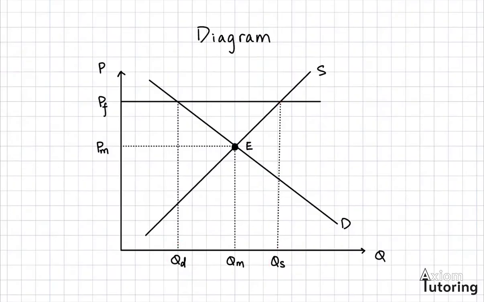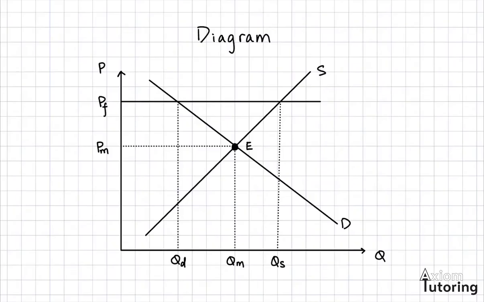This will create a surplus or excess supply as represented by this distance here, QS minus QD. This surplus will lead to several consequences. For example, there will be allocative inefficiency as output exceeds the original socially optimal level. Also, the government may need to buy up the excess supply, and this will lead to increased government spending. Also, price floors may lead to waste, particularly in the agricultural markets where the output is perishable.